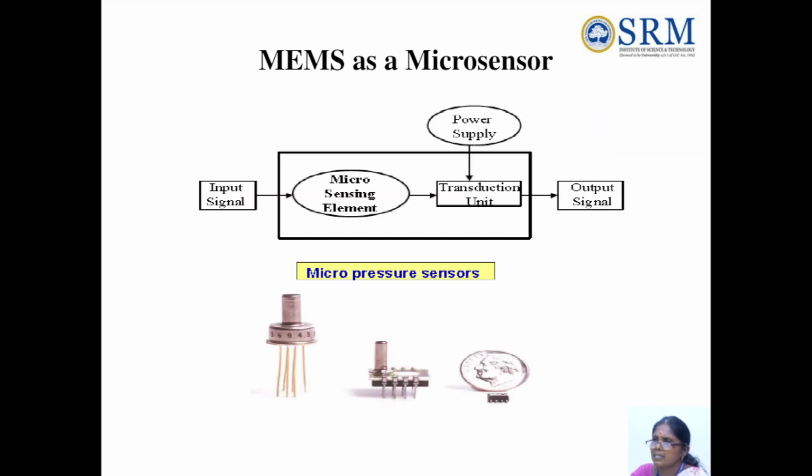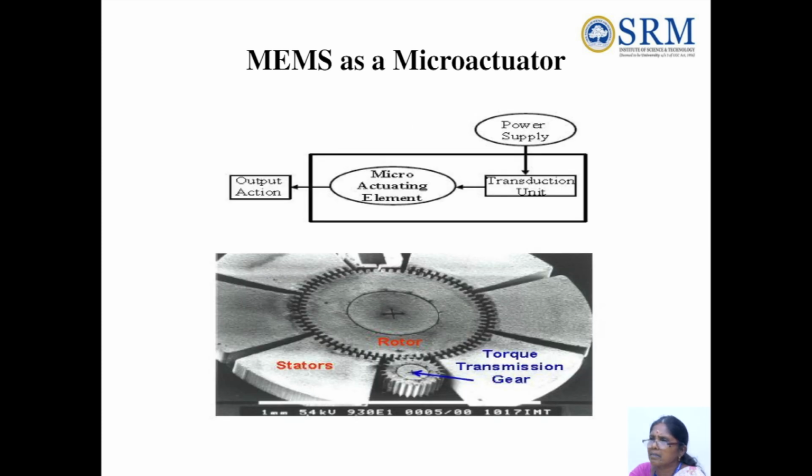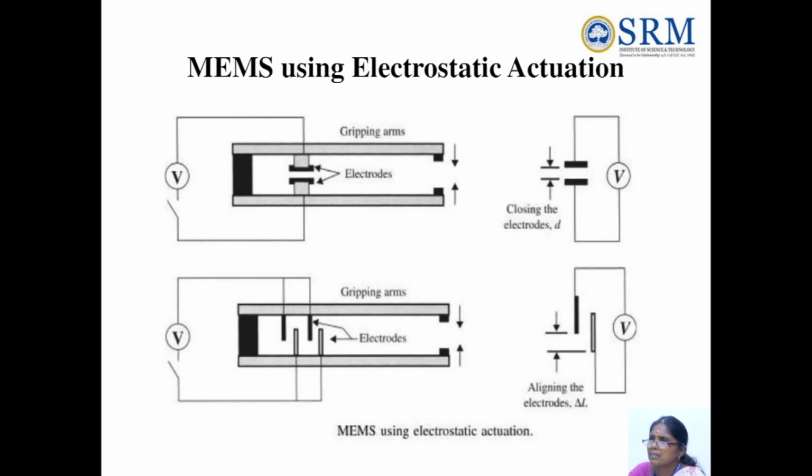MEMS as a microsensor. This is a block diagram of the micro pressure sensor. The input signal is given to the sensor, the sensor signal is converted to an electrical signal, then that signal is applied to the transduction unit. The transducer converts the signal into electrical. This is MEMS as an actuator. The important blocks are the micro actuation element and the transduction actuation element. This diagram is MEMS using electrostatic actuation.